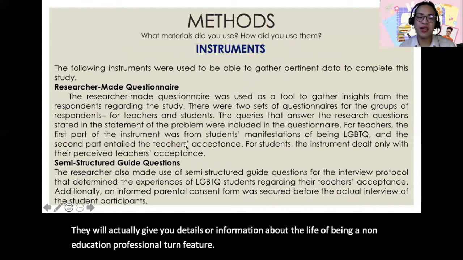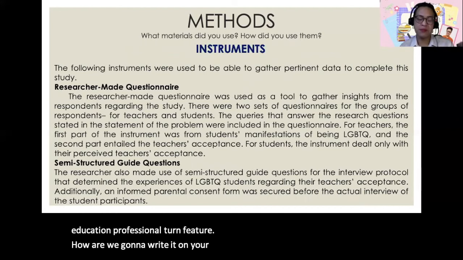How are we gonna write it on your paper? So this is the format. So you have to mention there the instrument, of course, and if it has parts, you need to explain each part. Like this one, survey questionnaire, part 1, part 2, 3, and part 1 again, 2, 3, 4, if you have 2 sets of questionnaires. So, meaning you have to describe in details your instruments.